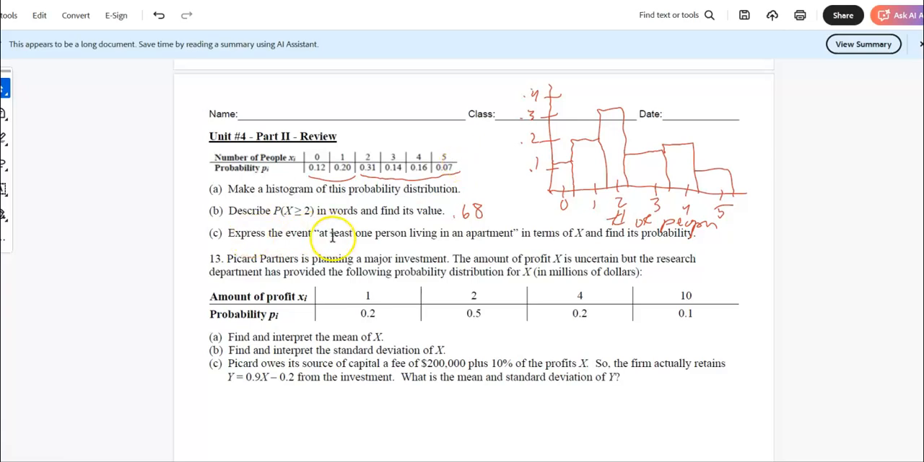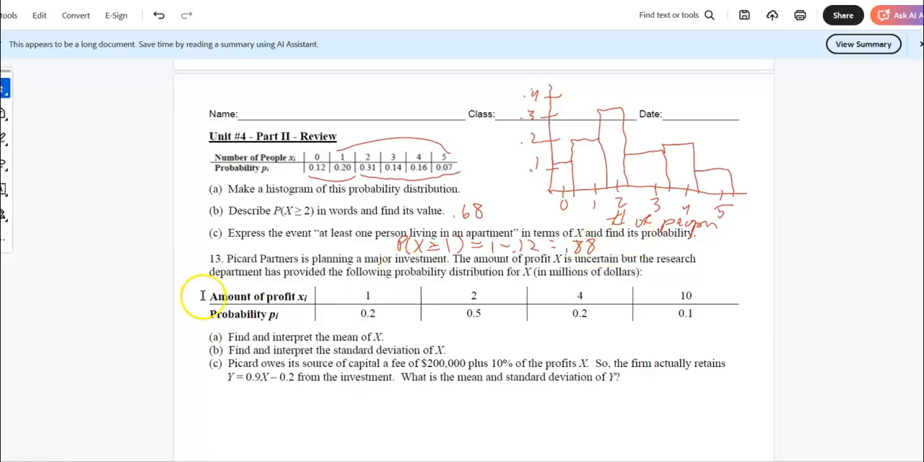Express the event at least one person in terms of X. So the probability that X is greater than or equal to 1 is equal to all of these added together, or just 1 minus that. So 1 minus 0.12 is 0.88.